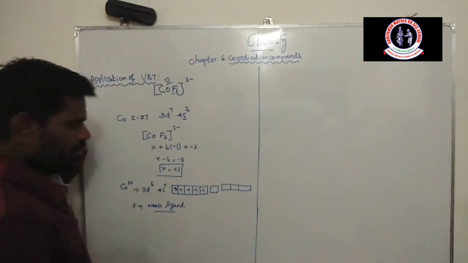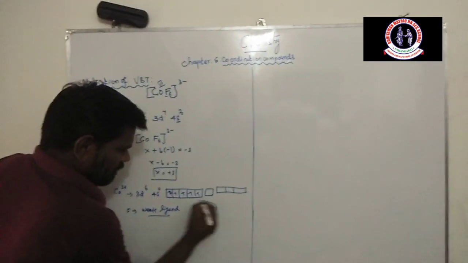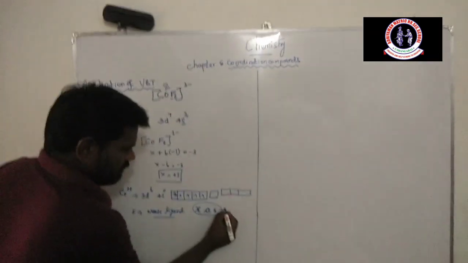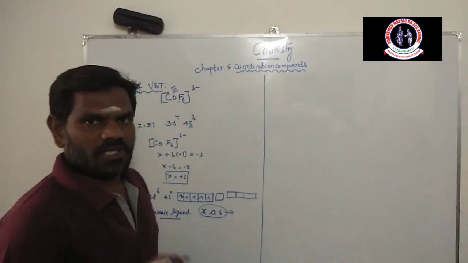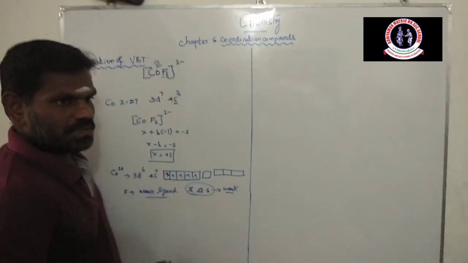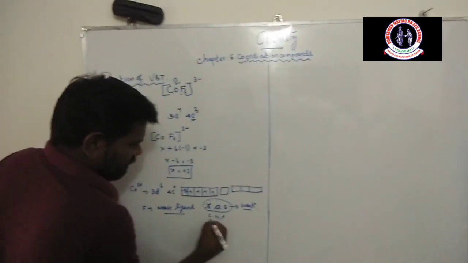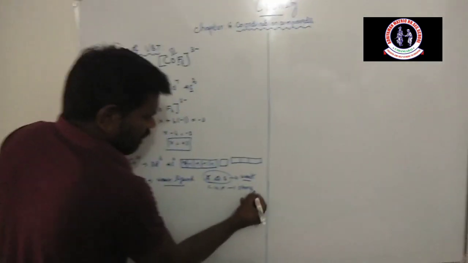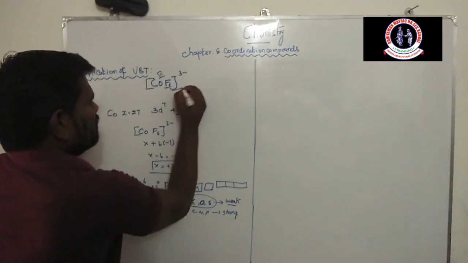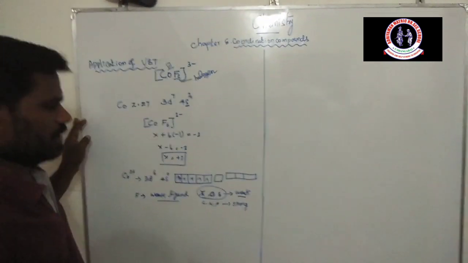Once again I am repeating, fluorine, oxygen and sulfur, halogen, oxygen, sulfur: if this type of atom is present in the ligand, it is of weak nature, a weak field ligand. Suppose nitrogen, phosphorus, carbon are strong field ligands. But here fluoro is a weak ligand because it's a halogen. The donor atom is a halogen, that is a weak ligand.